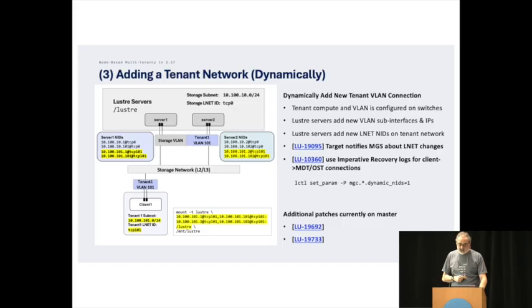And finally, we'll dynamically add the tenant network. And this is using dynamic NIDs that was demonstrated yesterday. We're creating a new VLAN. We'll add the devices on the servers, add the NIDs on the servers, and then be able to mount the client. And so the next step is, this is the first video that we'll start, and hopefully, yeah.